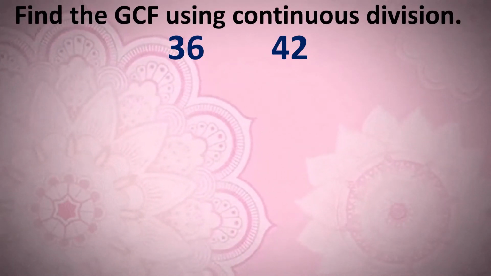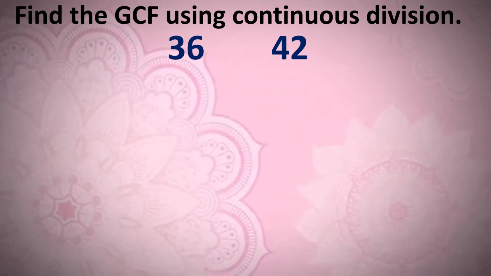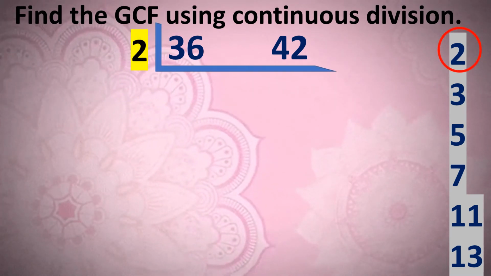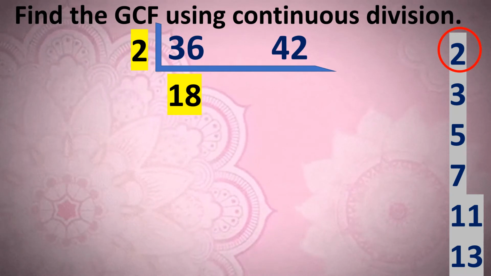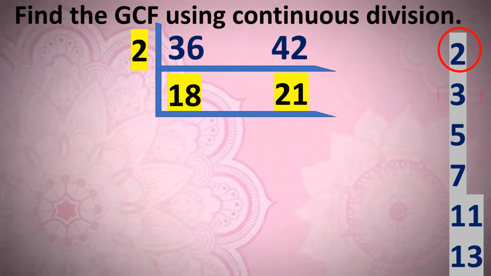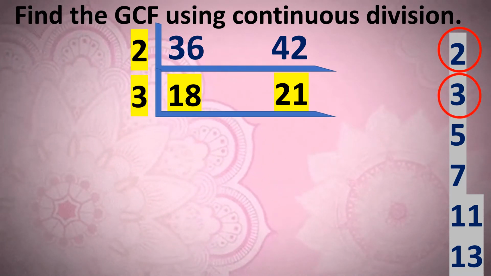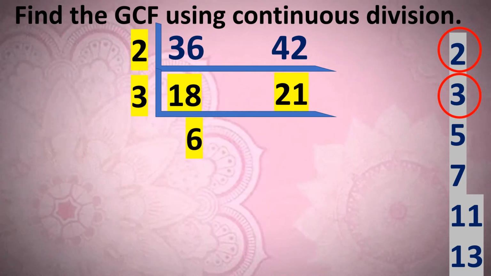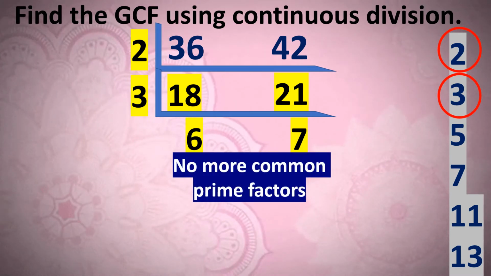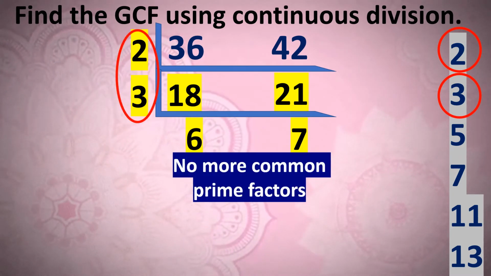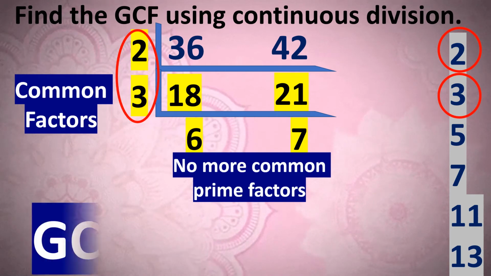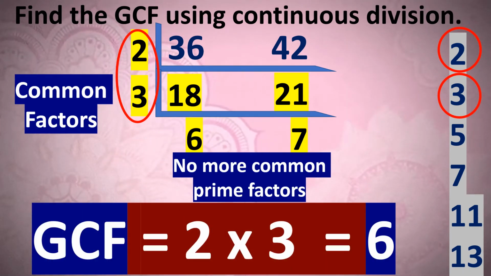Let's proceed to another number. The numbers are 36 and 42. So 36 and 42 can be divided by 2. So 36 divided by 2 is equal to 18. 42 divided by 2 is equal to 21. So 18 now and 21 can be divided by 3. So I use 3. 18 divided by 3 is equal to 6. And 21 divided by 3 is equal to 7. So since there's no more common prime factors, the prime factors are 2 and 3. So 2 times 3 is equal now to 6. Then the GCF is 6.